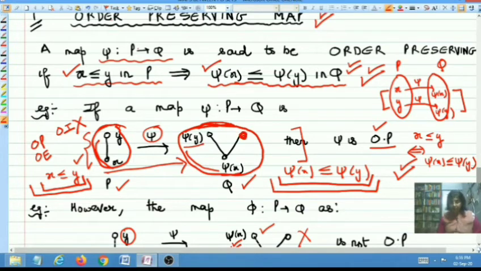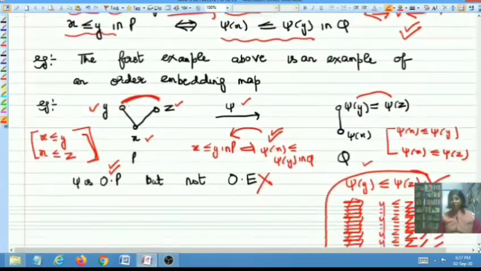This particular element which I am marking as red is not having any pre-image. This is not mapped to any element over here in P, so this element doesn't have any pre-image. So this is not an onto map, because this map psi is failing to be an onto map. So although it is order preserving, although it is order embedding, it is failing to be an order isomorphism. So this is an example of a map which is not an order isomorphism.